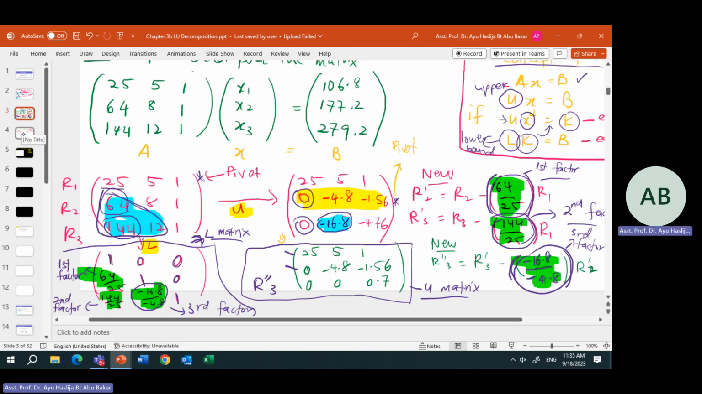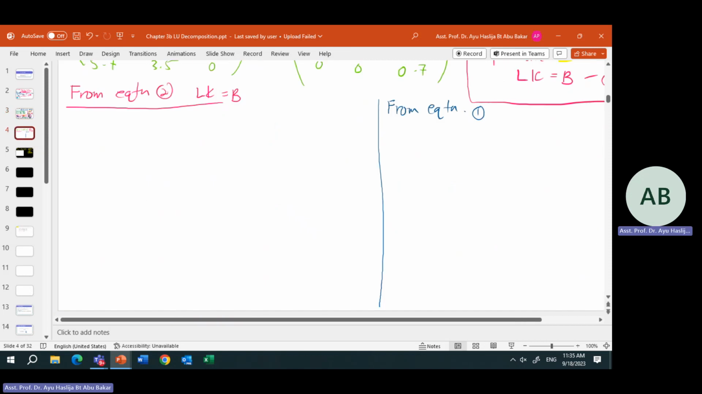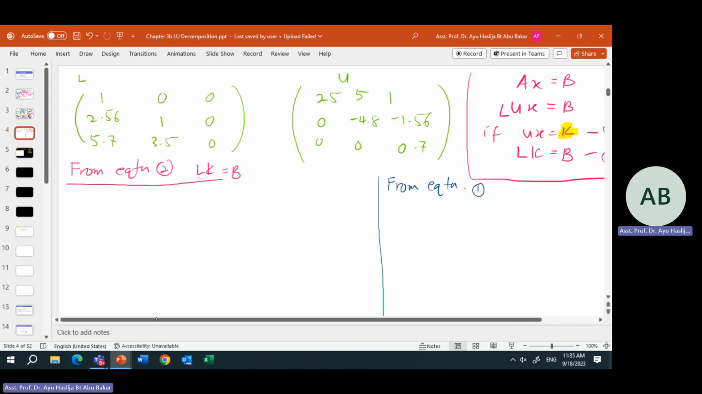Now moving forward, I move to the next slide. We have our L and U matrix now. Let me make it darker. I converted the factor just now into point form to ease my calculation, so it's up to you if you want to remain in the previous form. This is the L matrix and U matrix.